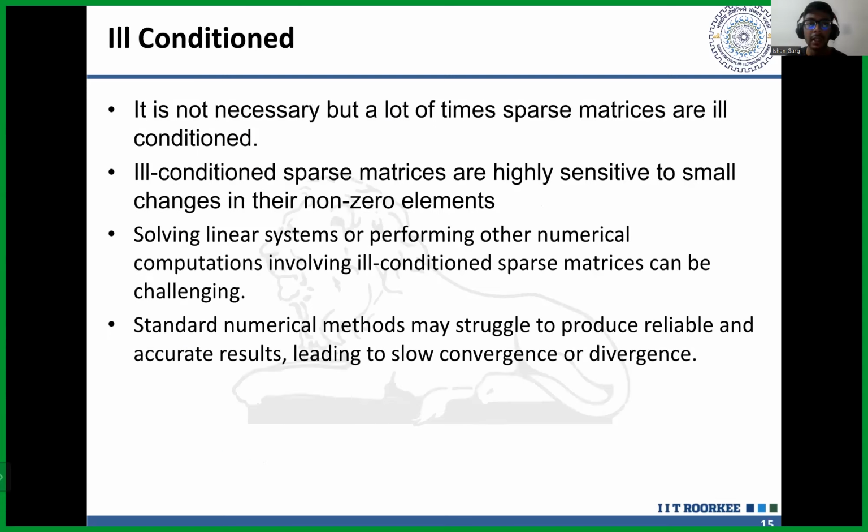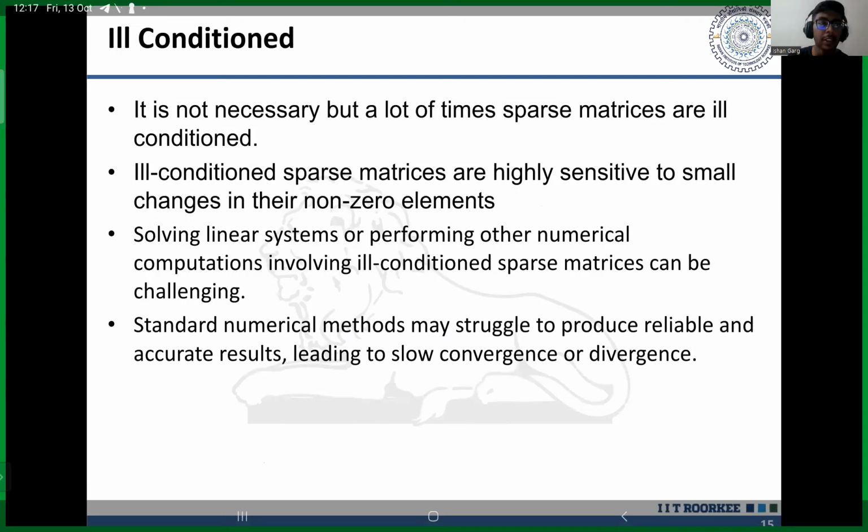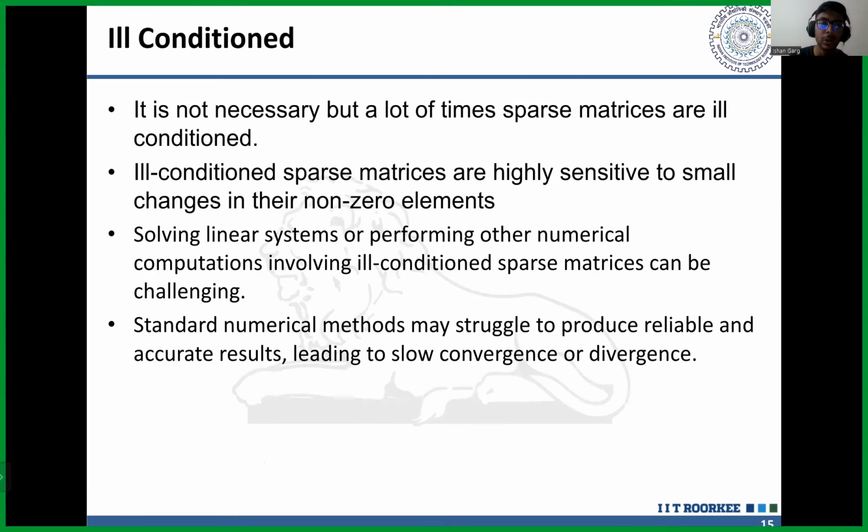Now, ill-conditioning. It is not necessary, but a lot of times sparse matrices are actually ill-conditioned. Ill-conditioned sparse matrices are highly sensitive to small changes in their non-zero values. We define a condition number for this. I believe a lot of you might already know that, which we define as the largest eigenvalue upon the smallest eigenvalue. So if the condition number is large, we define the matrix as ill-conditioned.